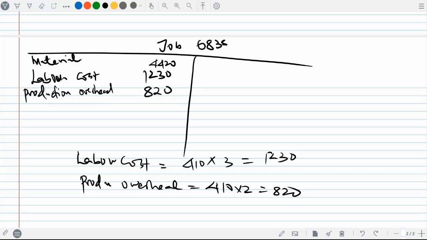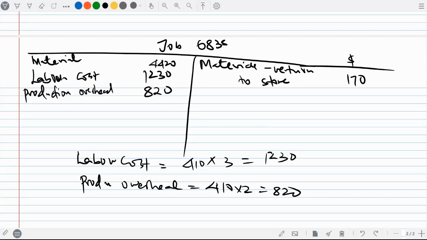What else do we have? Material transfer. Do you have any material transfer? There's no material transfer for this job. However, there's a material return to store. Okay, material return from job 6835 to store. The value of material that we returned was 170. What else remains? There's nothing else.